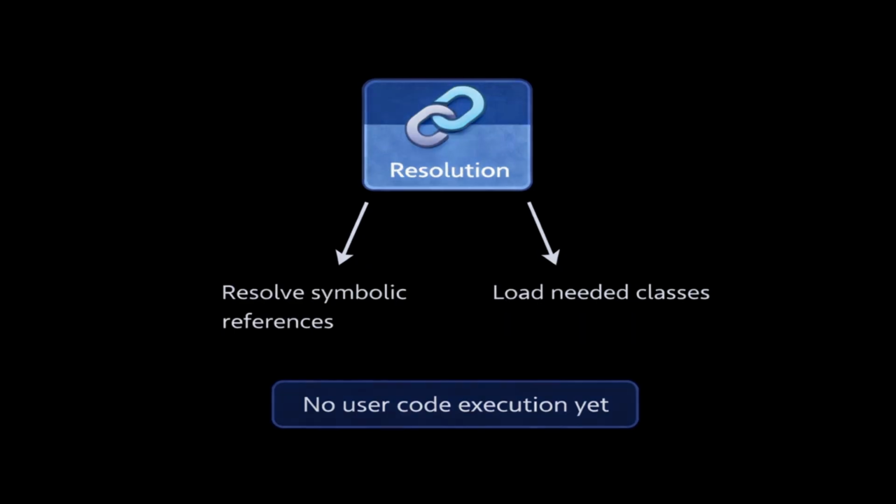So the next is resolution. What does it do? It resolves symbolic references. What does it mean? When the JVM resolves a class, it finds the real location for all the names used in the code, like the class name, method names, variable names. Instead of just using their names, meaning symbols, it connects them to the actual place in memory. And it also loads any other classes that this class needs to work properly. This way all the parts of the program are linked together and ready to run. So till here, no user code is executed yet. So till now we have seen loading and linking.